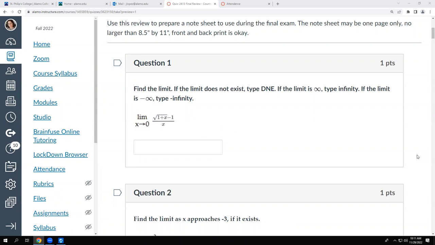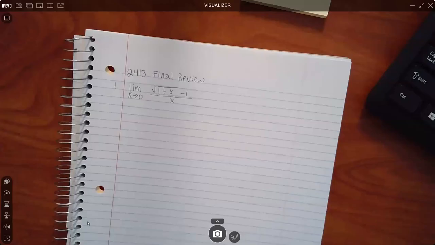Okay. So for number one, let me write it down. It just says to find the limit. So bear with me, I'm just going to copy it down real quick. And then it says if the limit does not exist, type DNE. If it does, you could type the word in if you get infinity, or you can type a negative and then the word. But let's go see what we get.